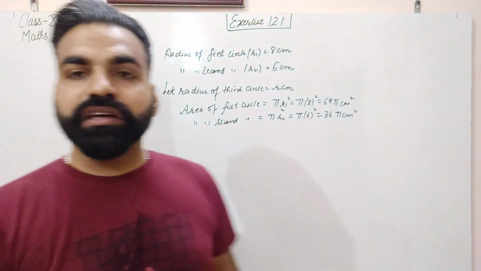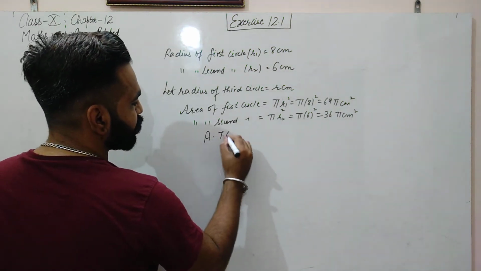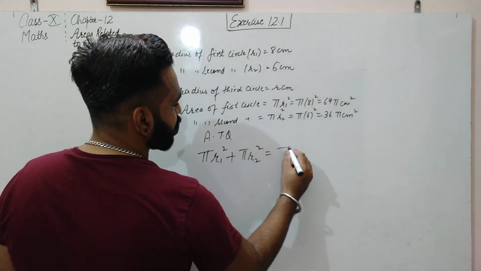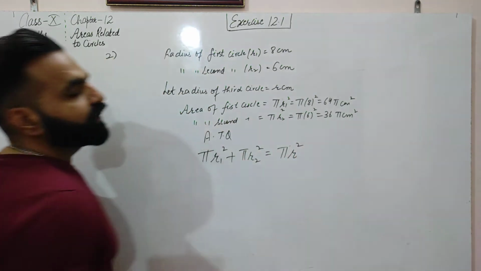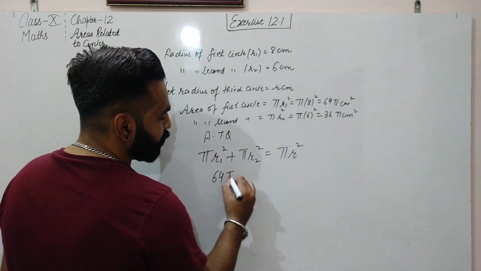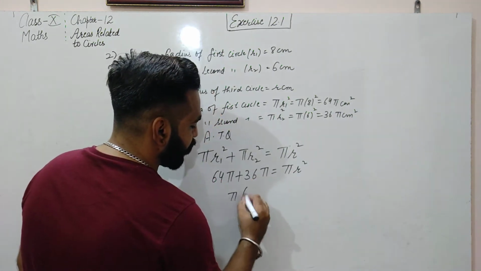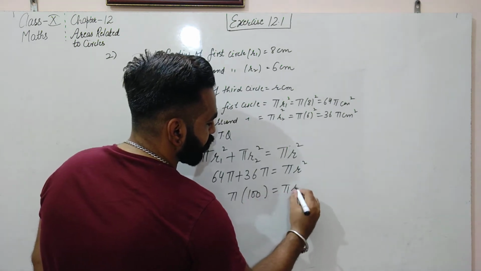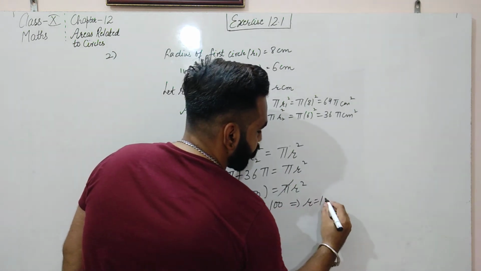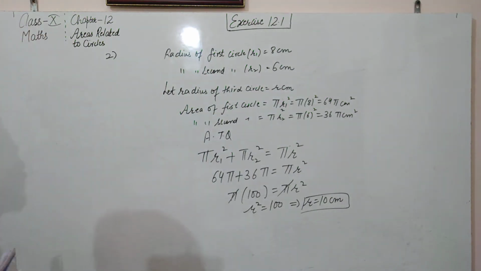Now according to the question, the sum of these two areas equals the area of the third circle. That means pi r1 square plus pi r2 square gives pi r square, that is the area of the third circle. Now put the values here. 64 pi plus 36 pi gives pi r square. We can take pi common here. This will be 100. Pi will cancel out. r square is 100. From here r will be equal to 10 centimeter. Hence the radius of the third circle is equal to 10 centimeter.